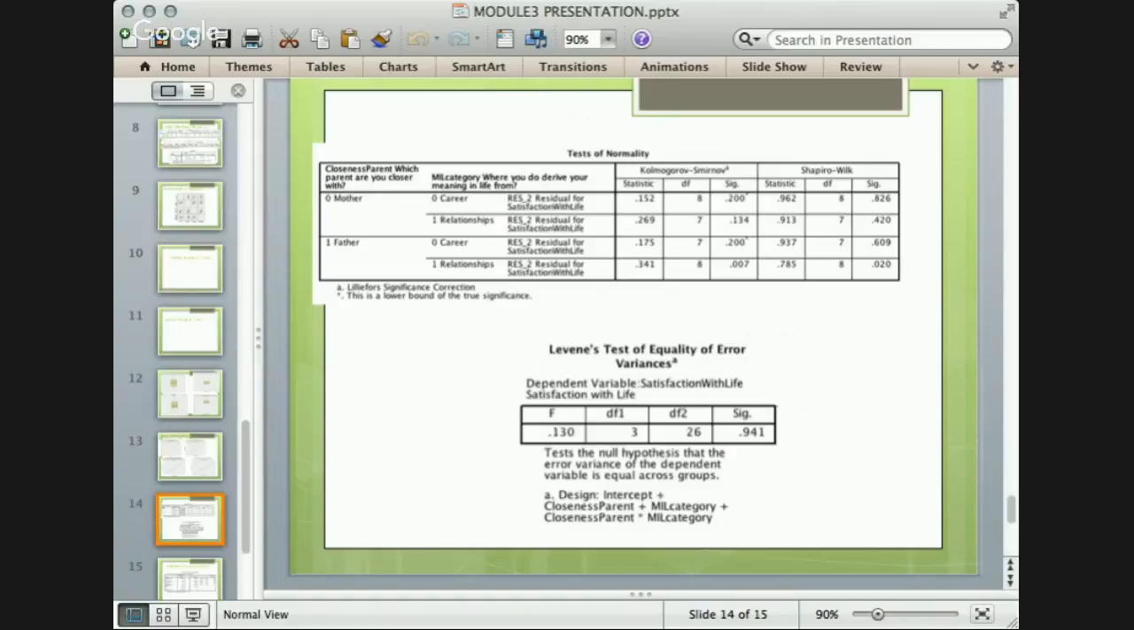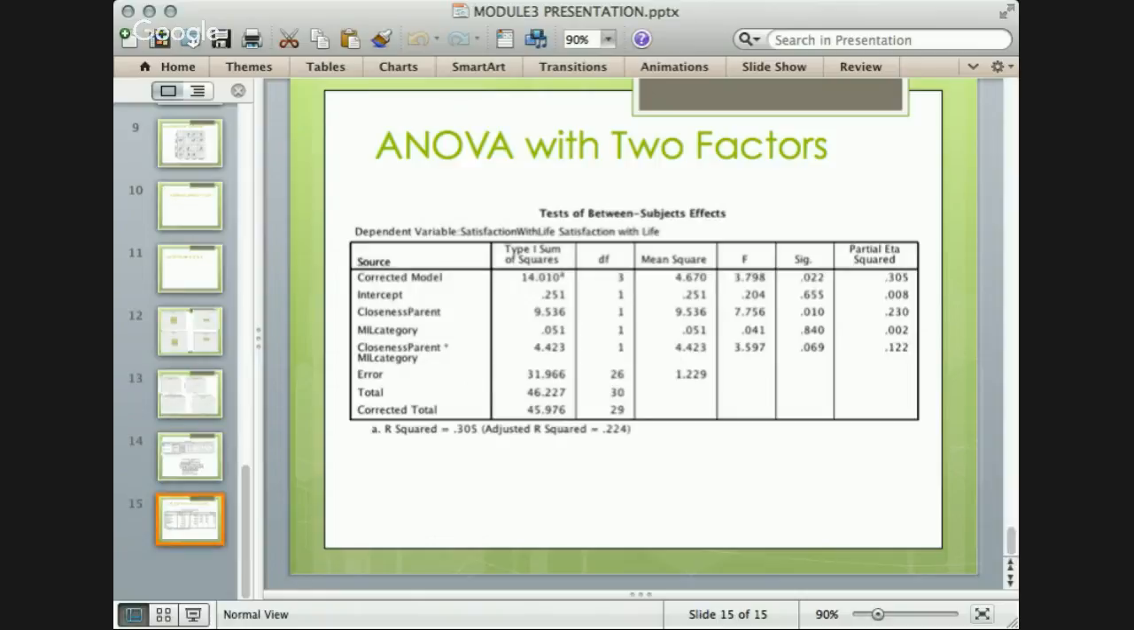Okay, and then finally, we're just going to look at our ANOVA with 2 factors. So like I said, I looked at your closeness with parents and meaning in life and how they affect satisfaction with life. If we look at our main effect first, closeness with parents seems to have a significant result. We have 0.01, and that's below the 0.05 level, so that's significant.